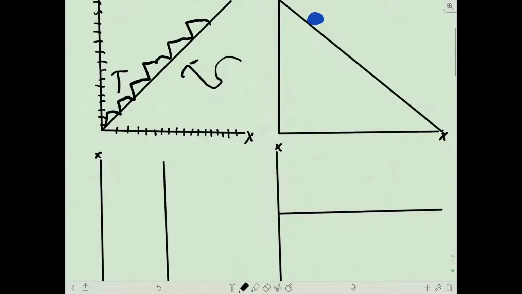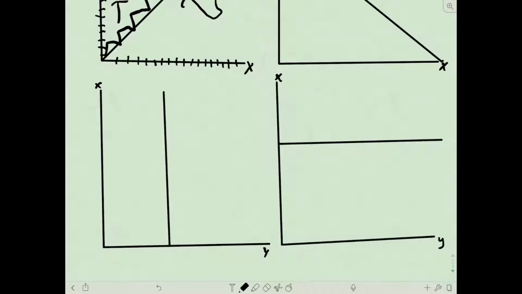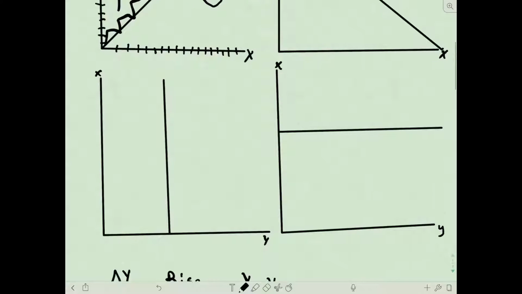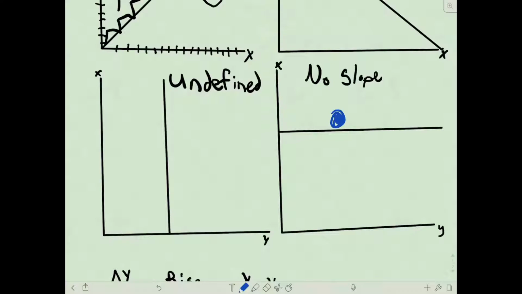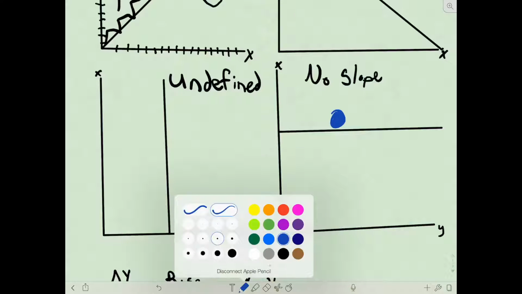It's positive. Just a straight vertical line is undefined slope. A straight vertical line, so that's undefined. And a straight horizontal line has no slope. And that makes a lot of sense, because if I put that ball right there again, it's not going to roll anywhere, because it doesn't have slope.